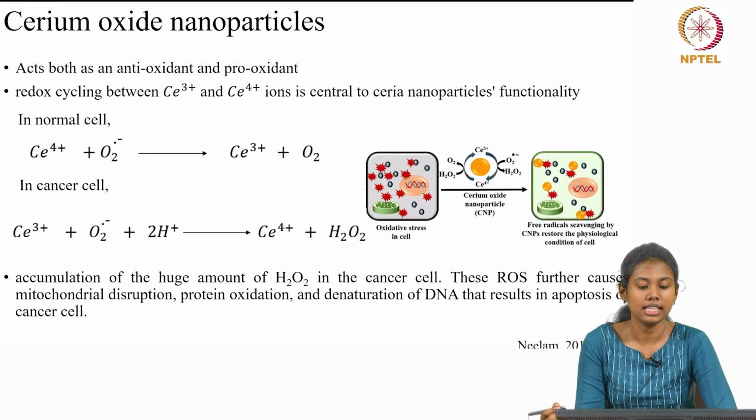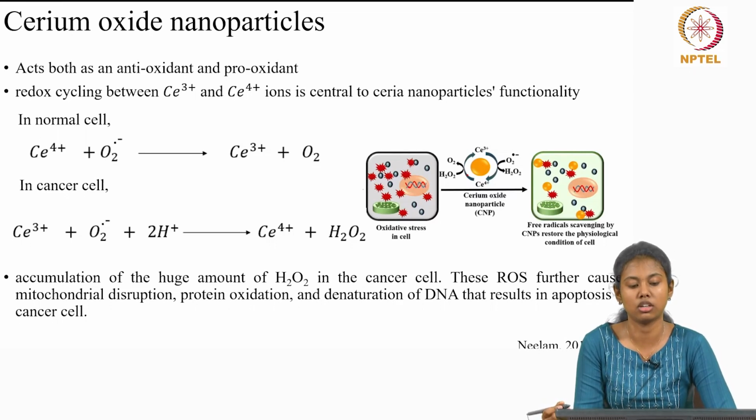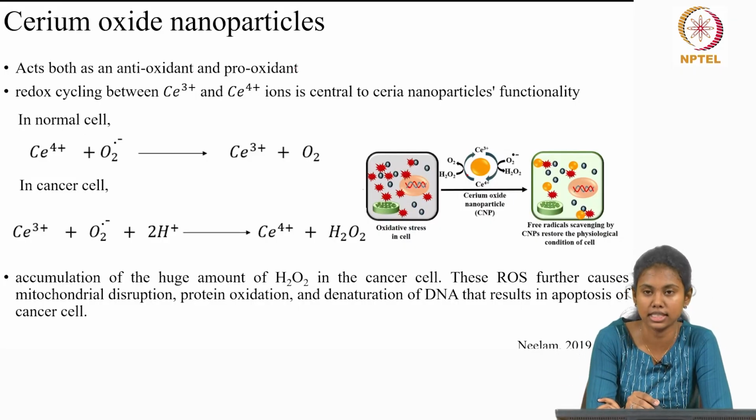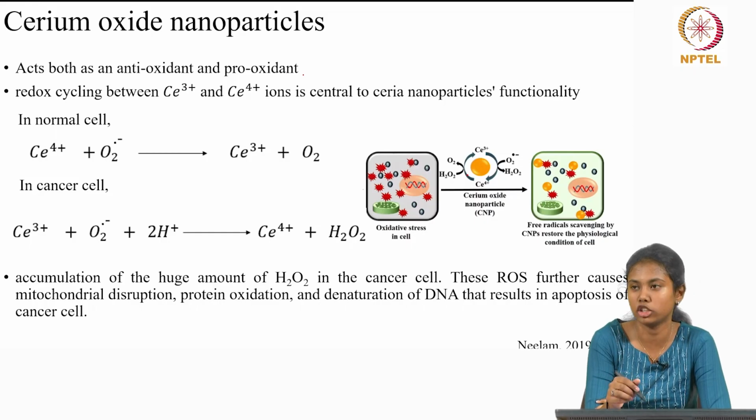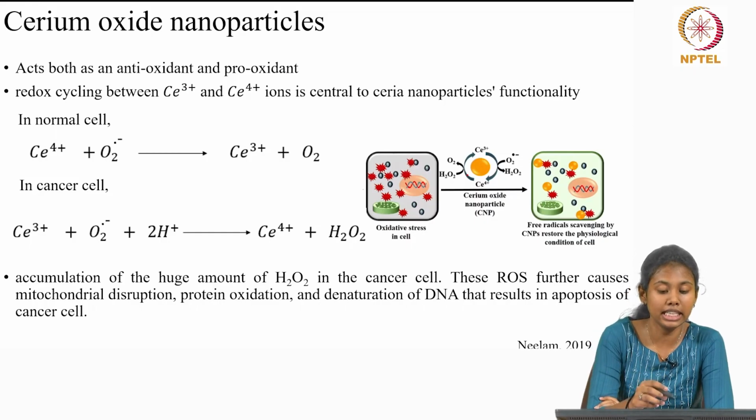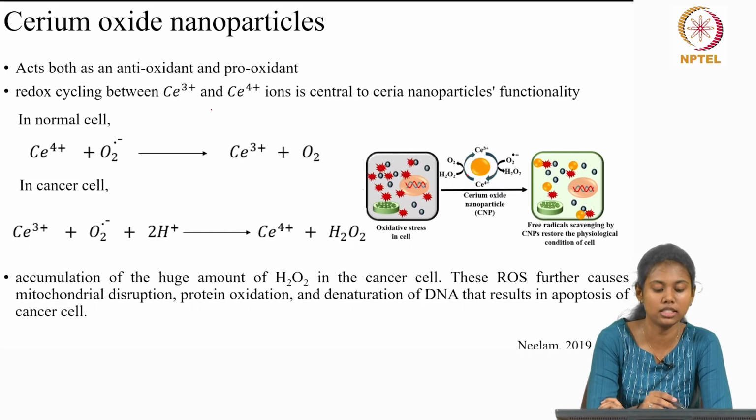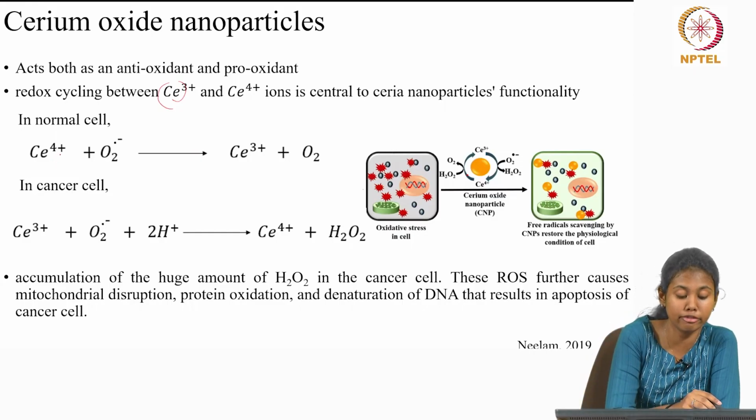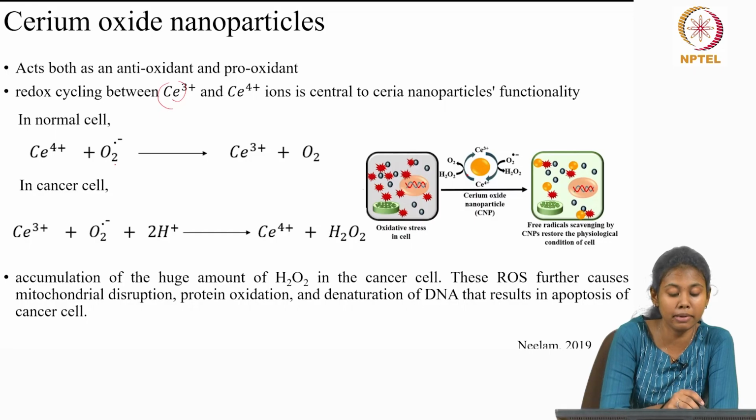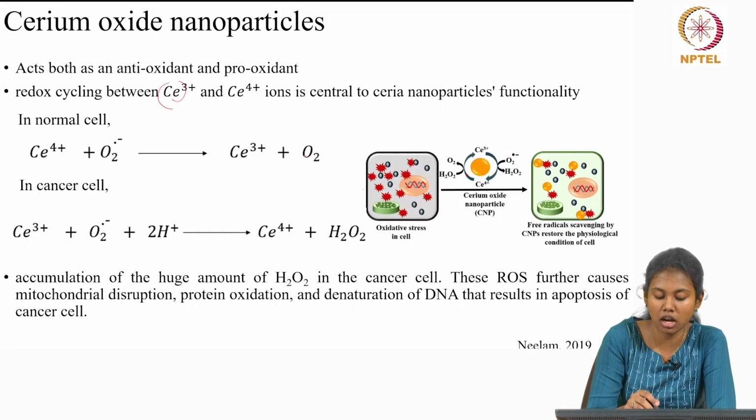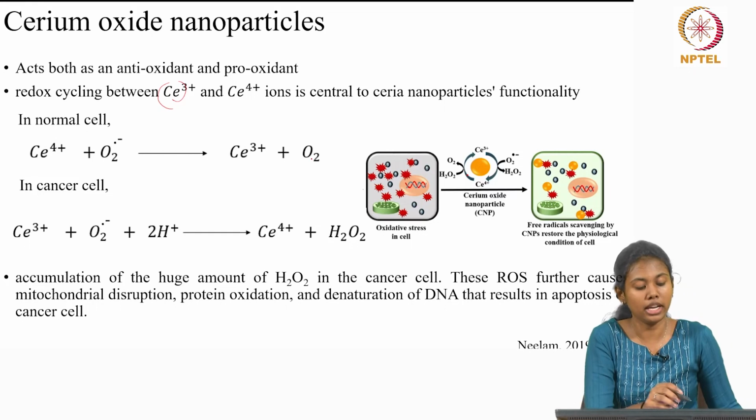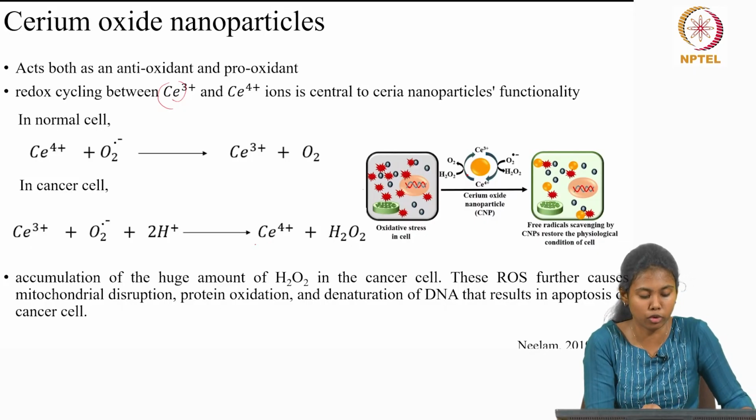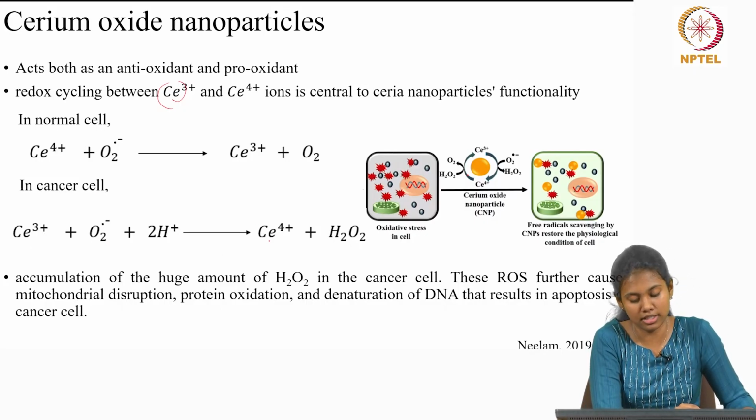Speaking about nanoparticles, cerium oxide nanoparticle is one of the most promising, as it acts both as an antioxidant and as a pro-oxidant. This activity is completely based on the pH of the microenvironment. The functionality of cerium oxide nanoparticles is based on the valency of the cerium ions. In a normal cell, Ce4+ is reduced to Ce3+, thereby oxidizing the superoxide into molecular oxygen. In a cancer cell, which is a highly acidic environment, Ce3+ is oxidized to Ce4+, thereby reducing the superoxide to H2O2.